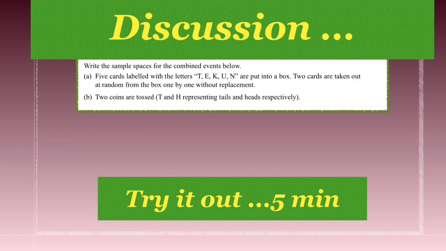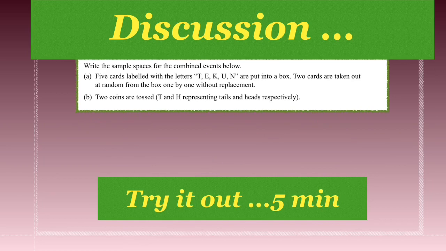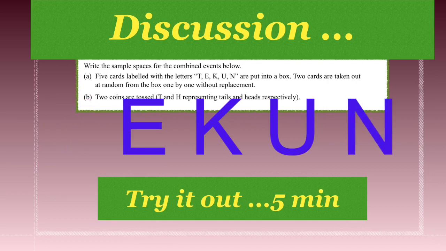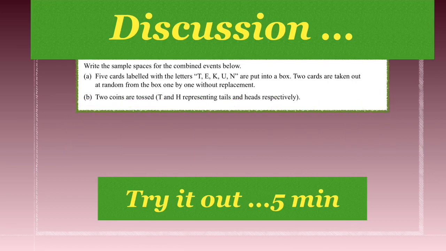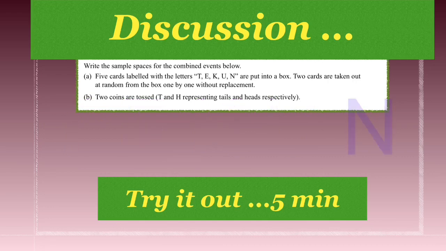Let's discuss the sample space for the combined events below. For A, 5 cards labeled with the letters T, E, K, U, N are put into a box. 2 cards are taken out at random from the box, one by one without replacement. So please try to write down the sample space for A. For B, 2 coins are tossed, T and H representing tails and heads respectively. So students, please try to write the sample space.